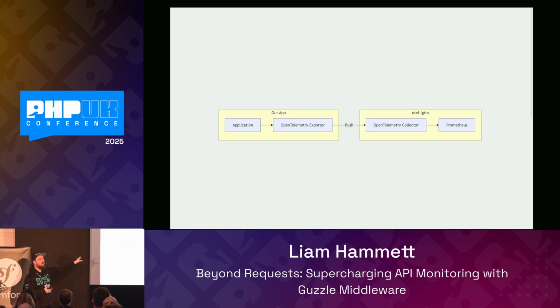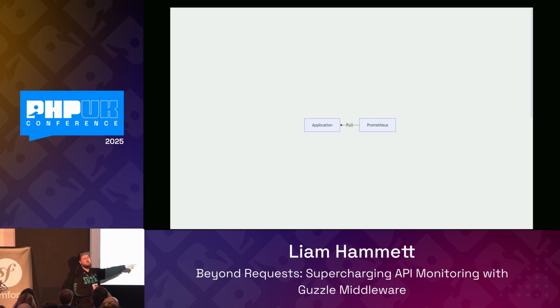So this is how it would work if the OpenTelemetry exporter was working and configured absolutely fine. Our application has the exporter, and that would be pushing data into the collector that's running in Docker, and the collector would give it to Prometheus. So we're going to simplify this a lot with a bit of magic. We're just going to have Prometheus pull the metrics straight from our application.